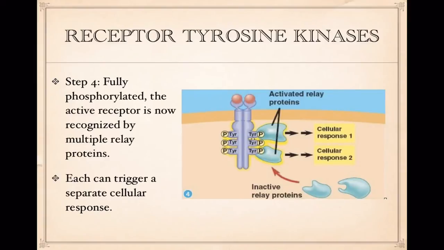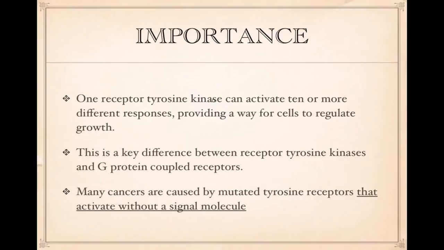And this whole system was turned on, so to speak, by the interaction of the part of the tyrosine kinase that projects out into the environment or the extracellular matrix where it can receive a signal molecule or a ligand. Now, why is this important? One receptor tyrosine kinase can activate 10 or more different responses, and this provides a way for cells to regulate growth in many different ways. The more options you have, the more you can fine-tune a system.